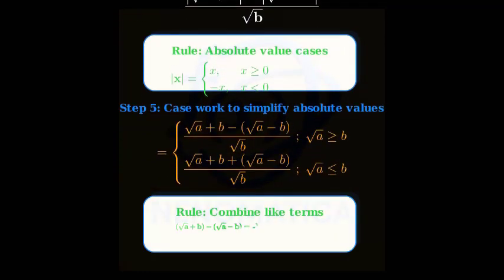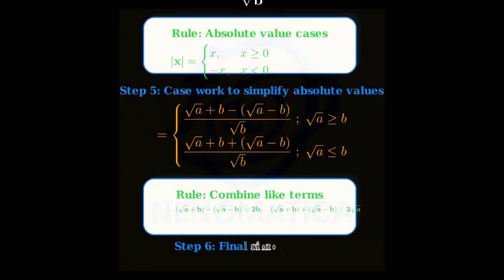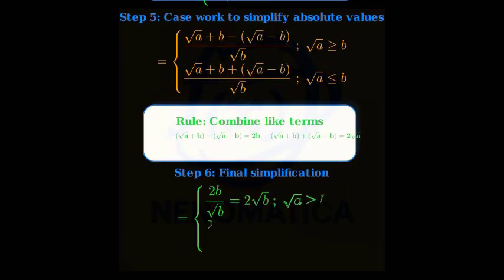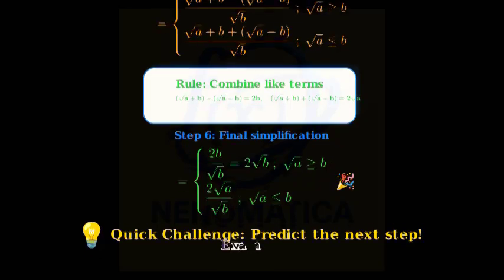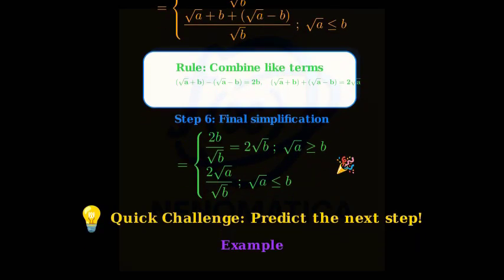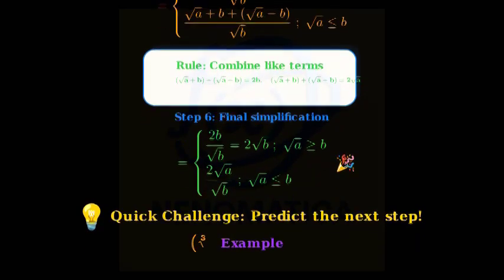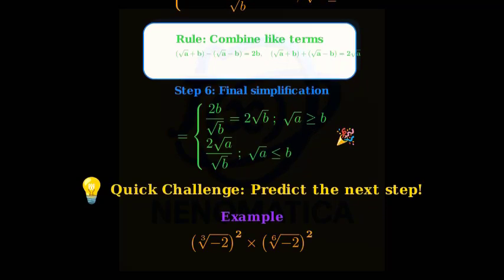Quick challenge. Can you predict the next steps to simplify a product of radical powers? Take a moment to think before we continue. Now, a second example involving fractional exponents and roots. We begin by presenting the problem and then simplify step by step. Step 1. Move the power inside each radical. Show the rule, then rewrite.